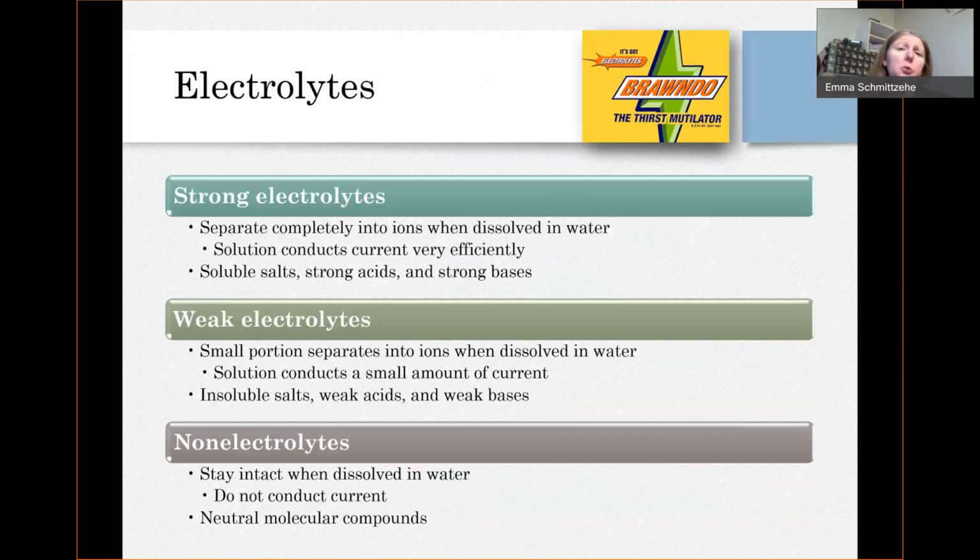That would include any neutral molecular compounds. And when I use that term neutral, I'm not really saying no charge. I'm saying neutral in the sense of it's not an acid and it's not a base. Okay, because some molecular compounds are acids and some are bases. And so I can't just say molecular compounds. You got to be careful with that.